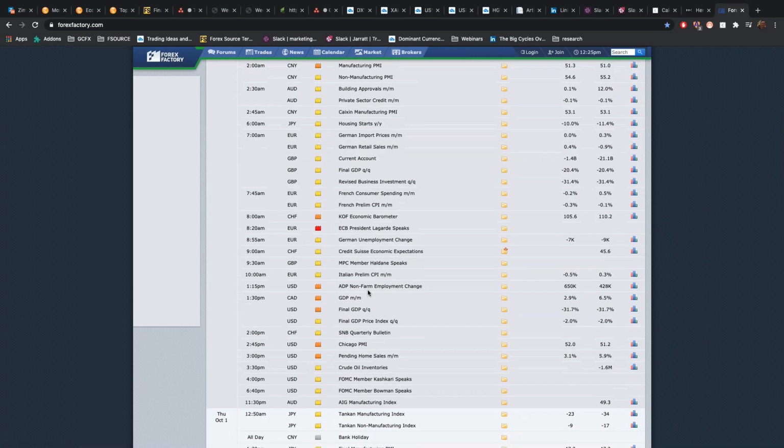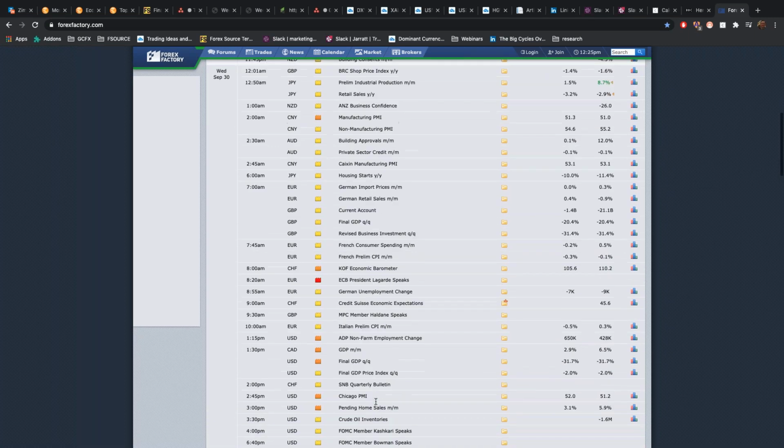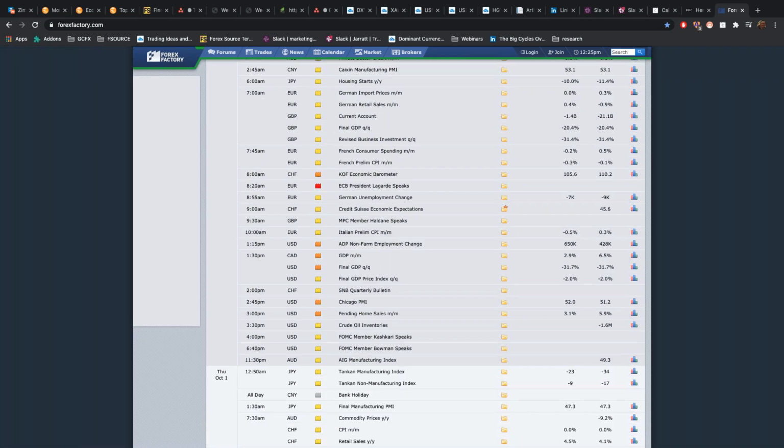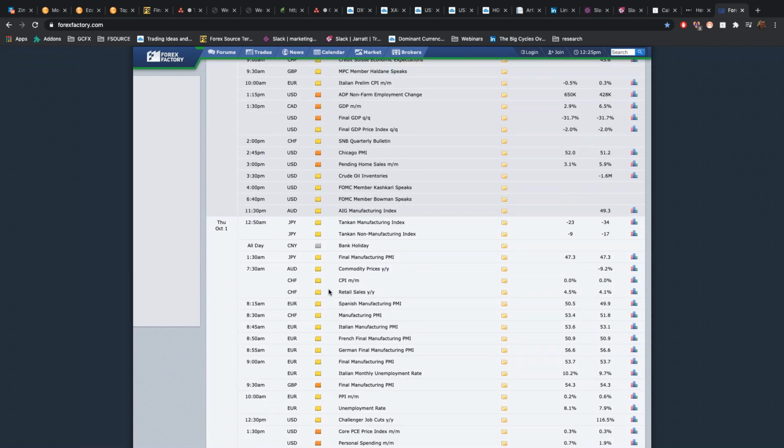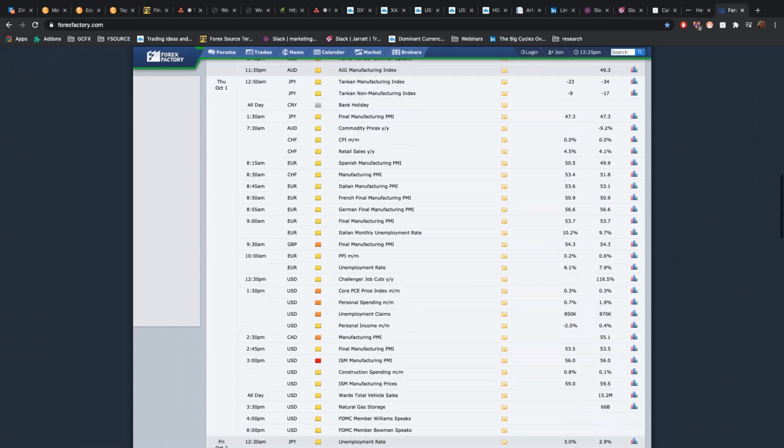Got the ADP non-farm employment change coming up on Wednesday. That has the potential to move the markets a little bit, but not really in major focus. And again, FOMC members speaking on Wednesday. So look out for that. Kashkari and Bowman, who are speaking on Wednesday afternoon. There's a bank holiday in China on Thursday. There's a slew of PMI data metrics out.